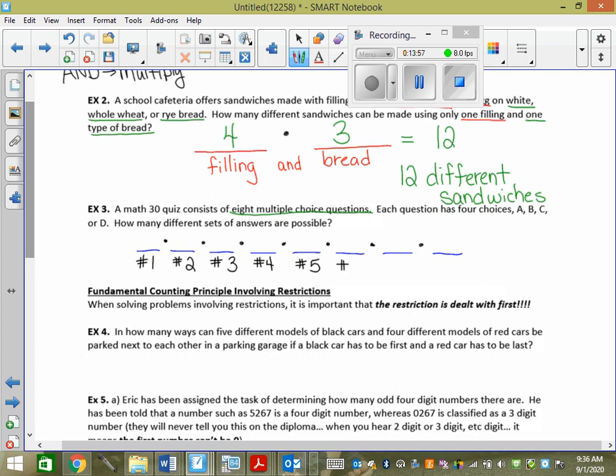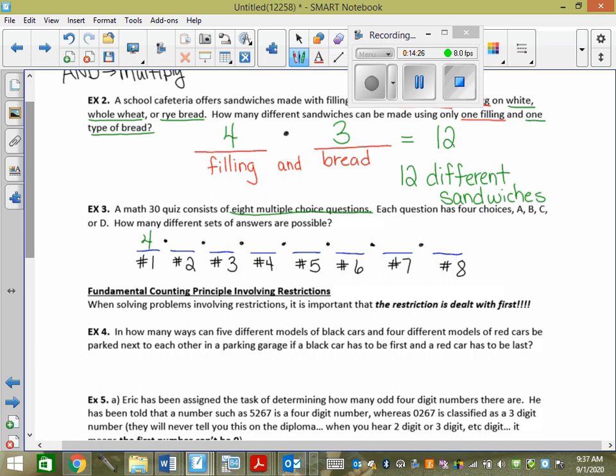And I'm filling all this in before even reading the whole question because when I do fundamental counting principle, one of the biggest things I need to figure out is how many parts there are. Now, each question has 4 choices, A, B, C, or D. So, what number goes above this blank? How many choices do I have? 4. Yes. Good job.